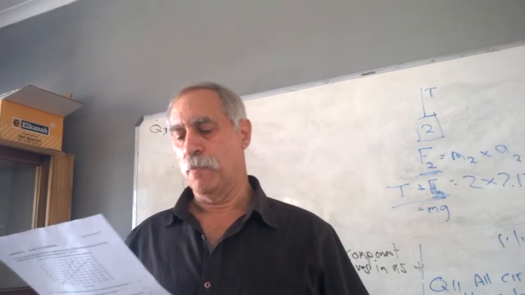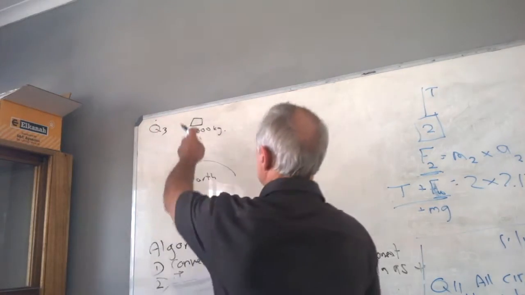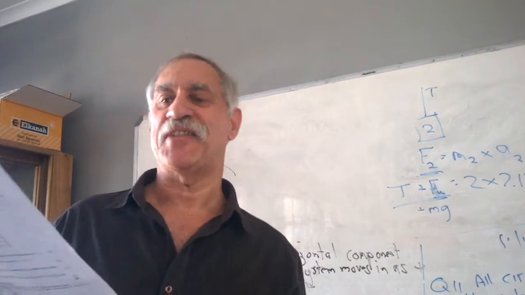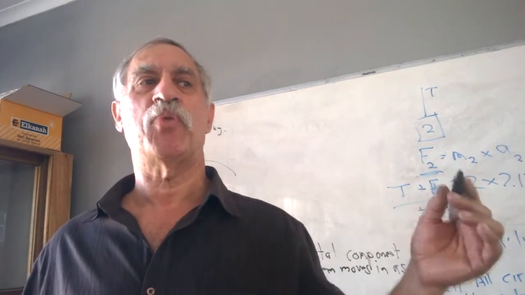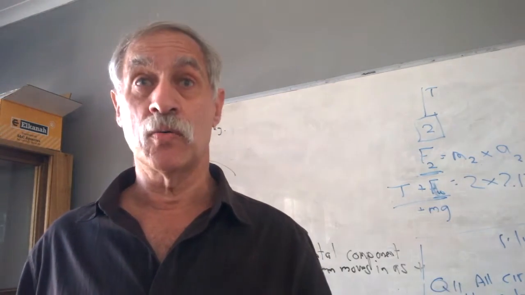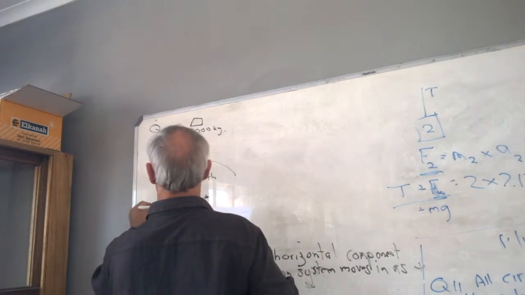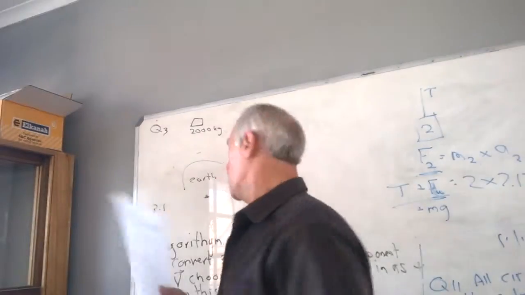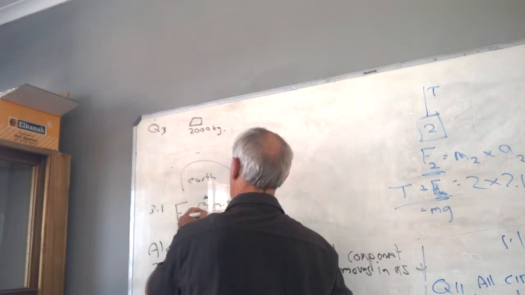Okay, question 3. We have a space station with a mass of 2,000 kilograms circulating above the Earth. They first say, state Newton's law of gravitation in words. Now here's part of the algorithm. If they ask you to state a law, are you going to use that law? Yes. So in this case, 3.1, what is that law? They ask us to state F equals G M1 M2 over D squared.